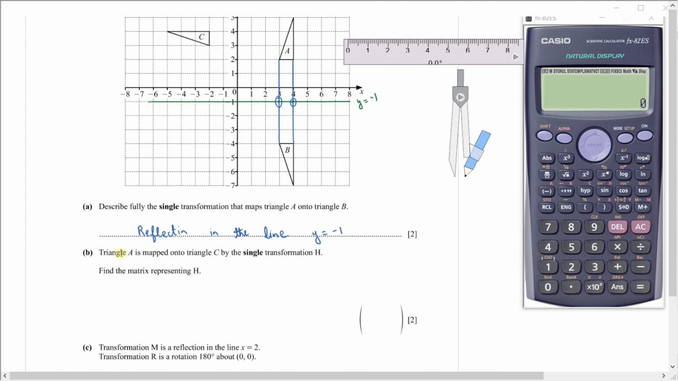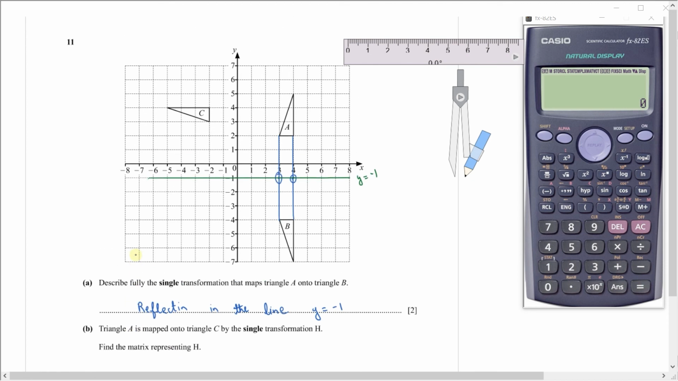The next part is triangle A is mapped onto triangle C by the single transformation H. Find the matrix representing H. Now there are two ways to solve this. I'll show you both. The first one is using the observation and the second one is using the matrices. So the first one is you'll try to observe and see if you can find what type of transformation will map triangle A onto triangle C.